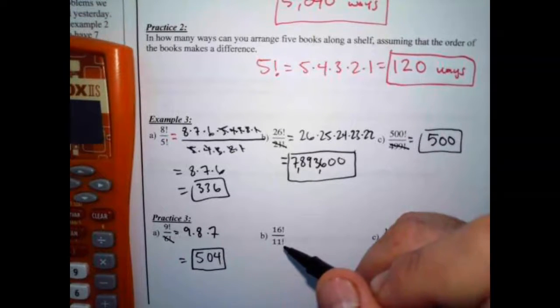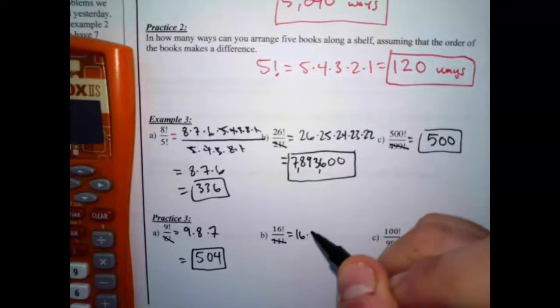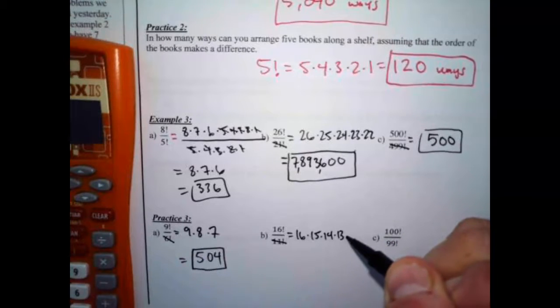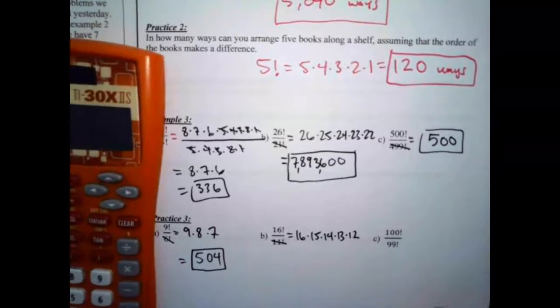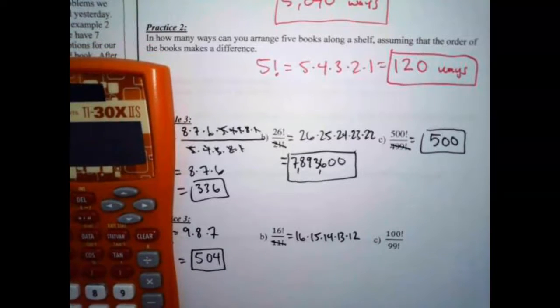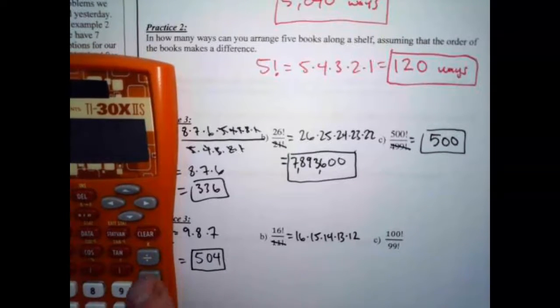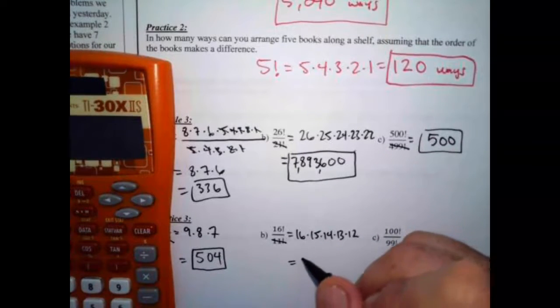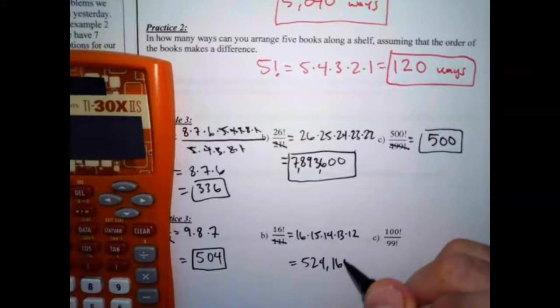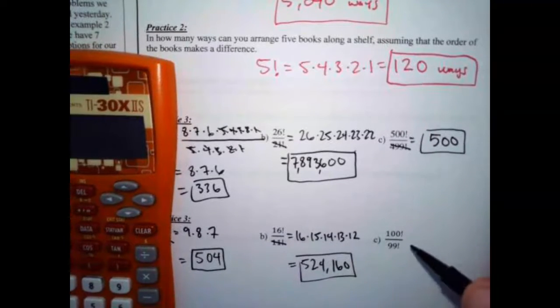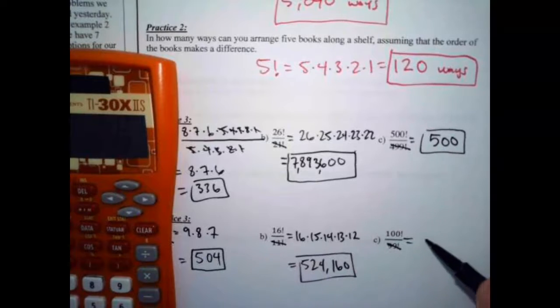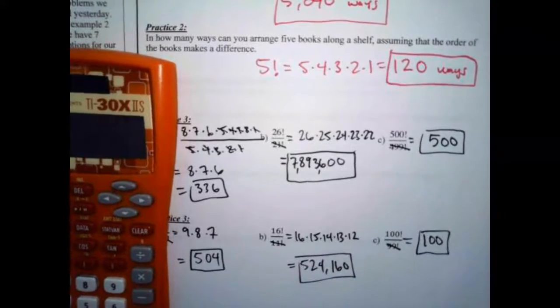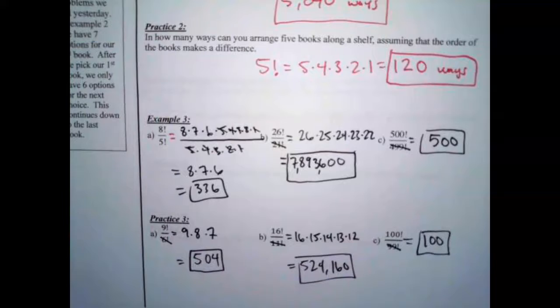Here I would cancel out the lesser, 11 factorial, leaving me with 16 times 15 times 14 times 13 times 12, right? Anything from 11 down is canceling. That's 524,160 on that one. Here, everything from 99 down is going to cancel, leaving me with just 100. So that's how I would do those, again, with the canceling of the lesser factorial on the top and the bottom.